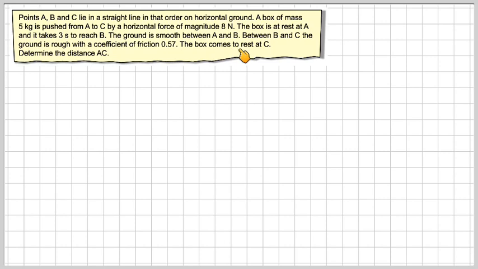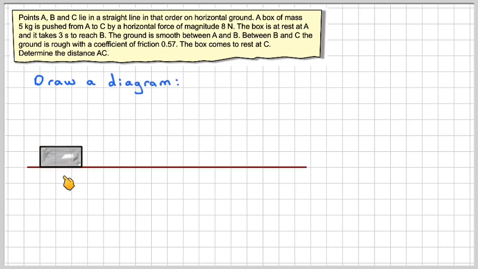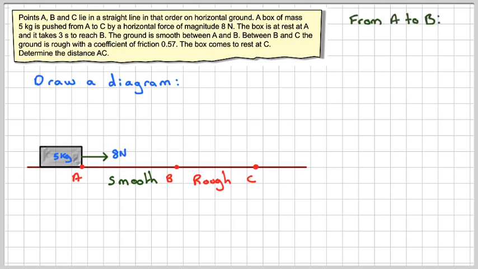The box comes to rest at C. Determine the distance AC. Like all good mechanics questions, we should always start with a diagram. So we've got a block here. We're going to mark on A, B and C. This force here we're going to mark on as 8 newtons. This part is smooth and this part here from B to C is rough. Okay, we're just going to consider A to B.